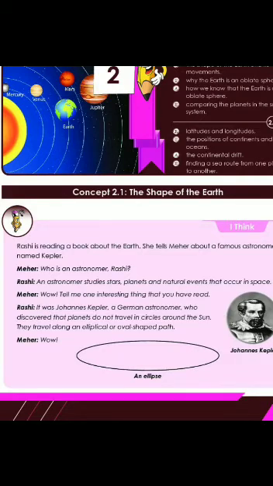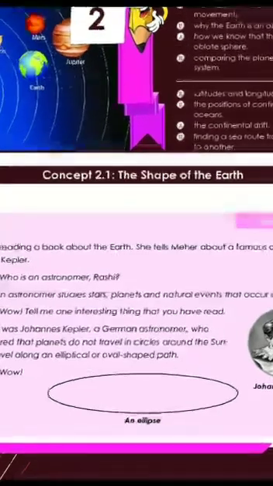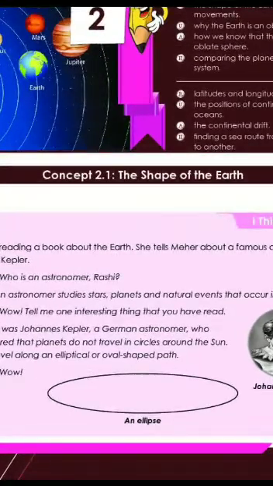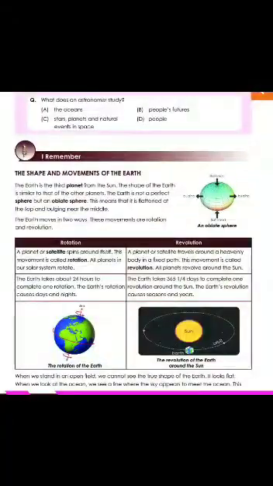Here we go with our friends Rashi and Meher, who explain to us that an astronomer named Kepler discovered that the earth travels around the sun in the shape of an oval path. It is also known as an elliptical shaped path. The earth is the third planet from the sun.